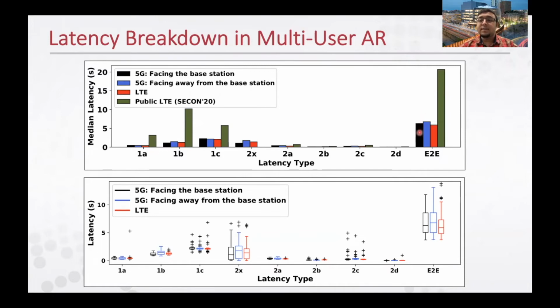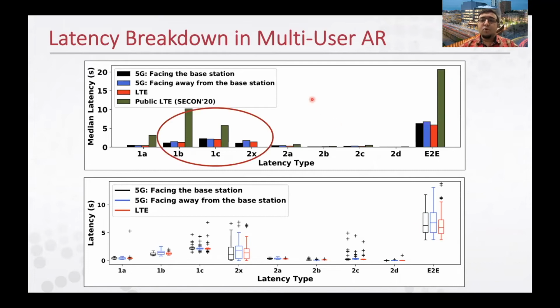However, this latency is still high for multi-user AR to function properly. We see that the median latency is around 5 seconds, and it can go up to as high as 10 to 14 seconds. Interestingly, 5G does not provide better support compared to LTE either.